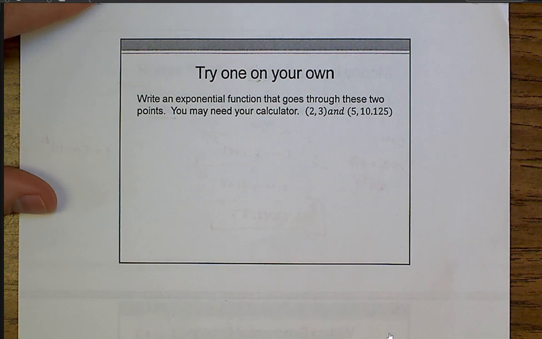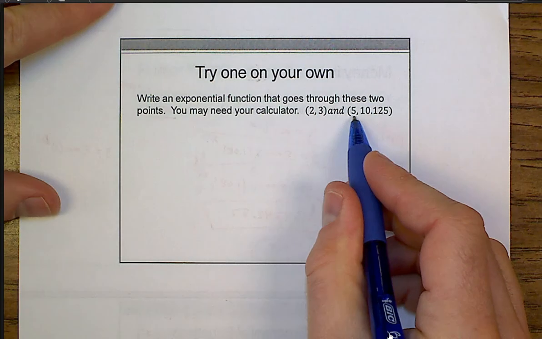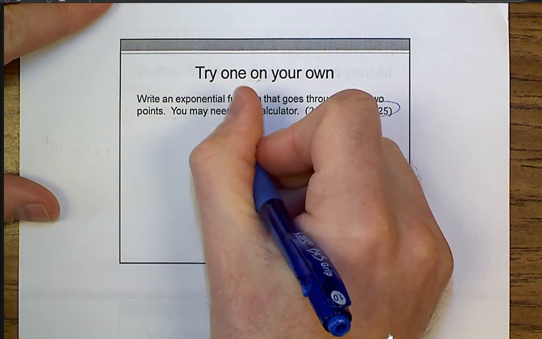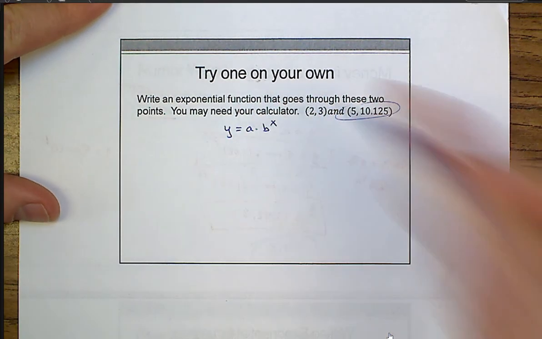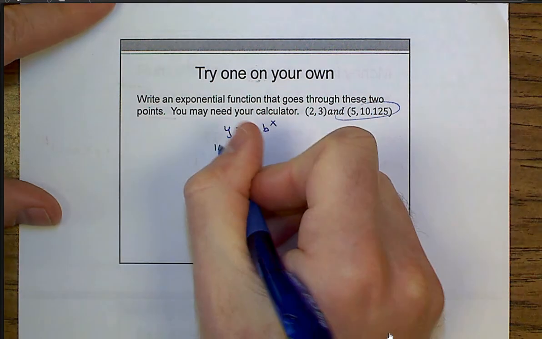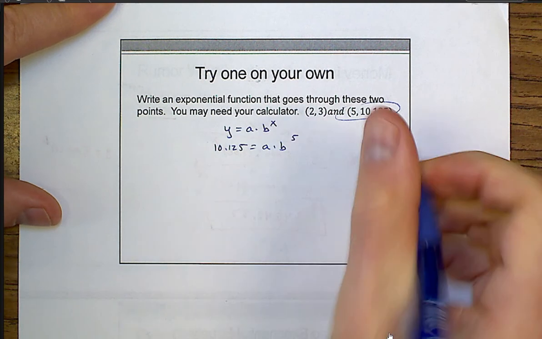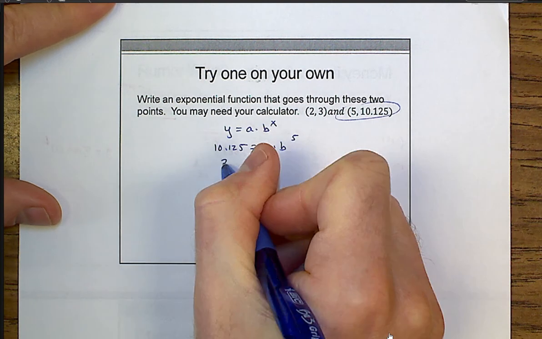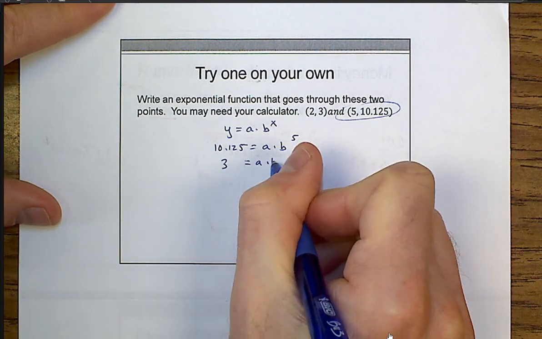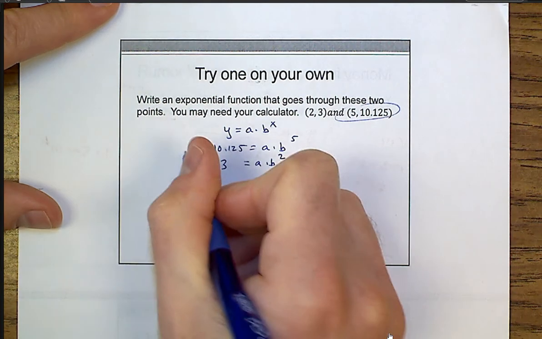Okay, so same problem that we just did. Again, locate the point with the larger numbers, which is here, and we're going to be focusing on the exponential growth function. So I'm going to have 10.125 equals a times b to the fifth, and then I'm going to have 3 equals a times b to the second. And so again, we're going to divide these out.